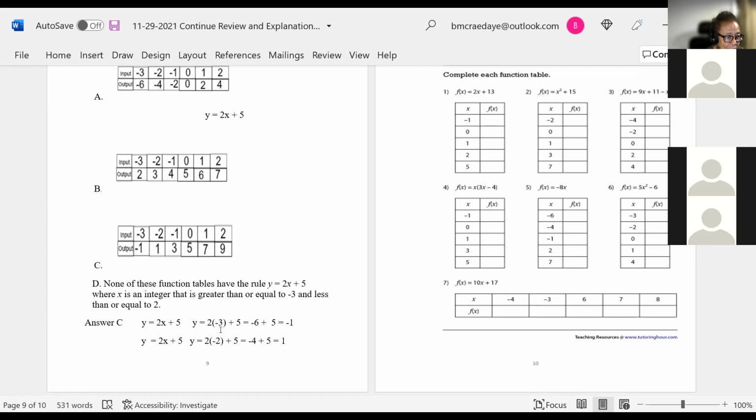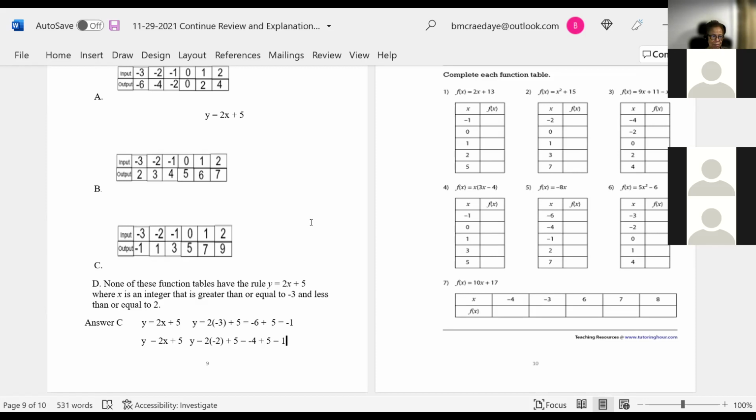So every value of input that you put in the rule, you get what the table has for the output. If you put a 0, that would be 2 times 0 is 0 plus 5, and then the output would be 5. If you put a 1, it would be 2 times 1 is 2, plus 5 would be 7. If you put a 2 as the input, it will be 2 times 2, which is 4, plus 5 would be 9. So you can see that table C matches the rule, that the output is 2 times the input plus 5.